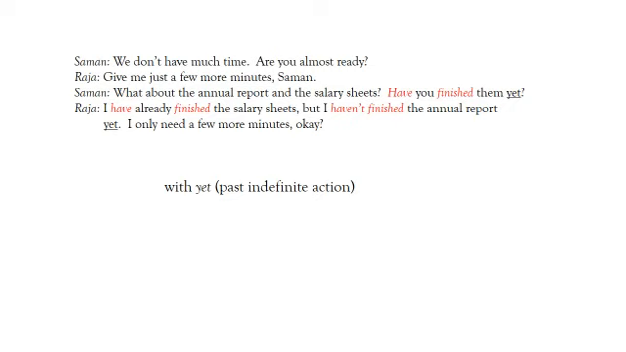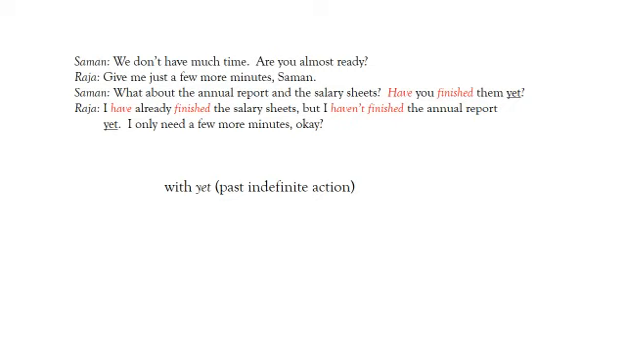I have already finished the salary sheets, but I haven't finished the annual report yet. So up to now, I have not finished the annual report. It may have started at some point, but what we know for sure is that it has not finished yet. It has not happened yet.